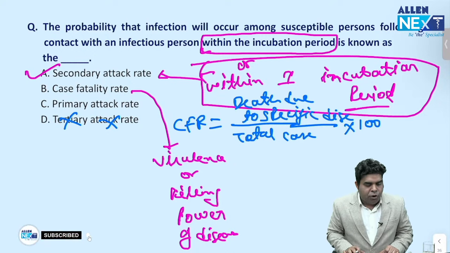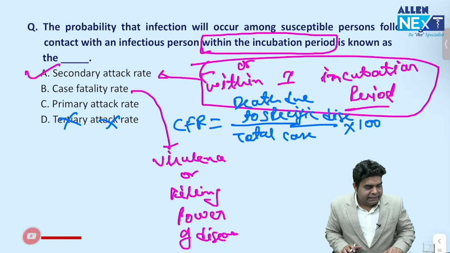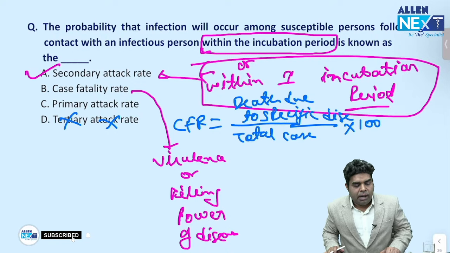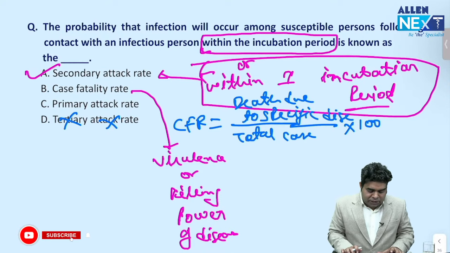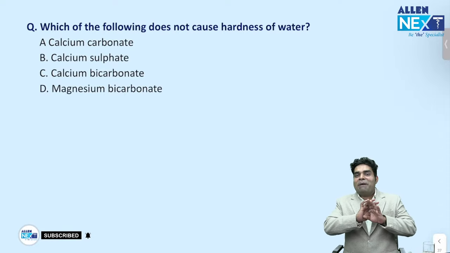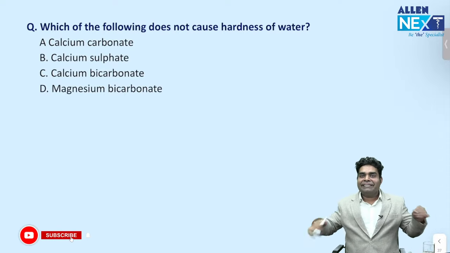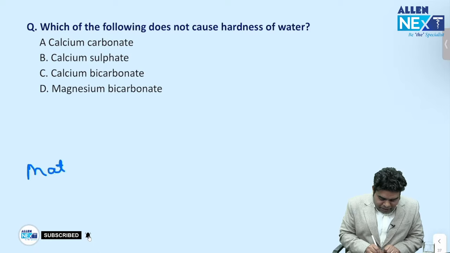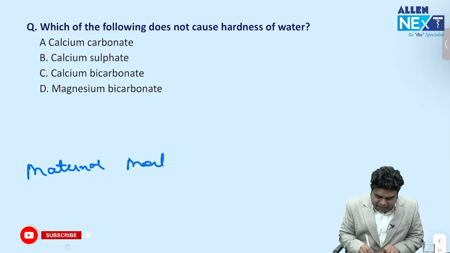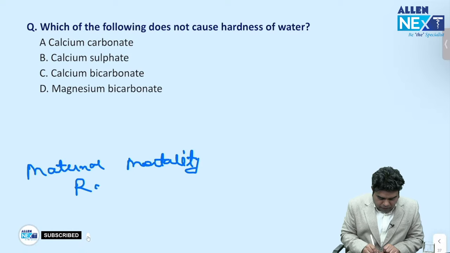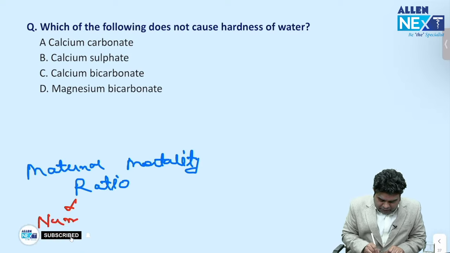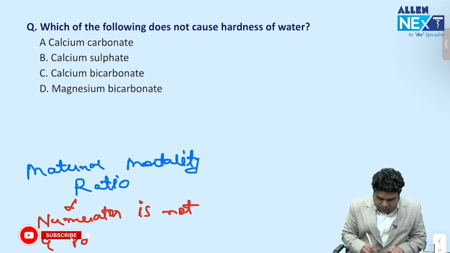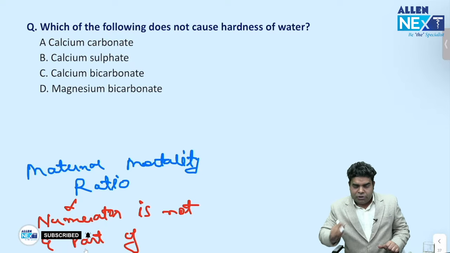Okay, Dr. Foyos T is asking me a question that, sir, what is the difference between maternal mortality rate and maternal mortality ratio? The difference is that there is no maternal mortality rate. Rate is a wrong thing to write. Maternal mortality is always a ratio. Why? Because ratio means the one in which numerator is not a part of denominator. Okay, and it's a very good question.